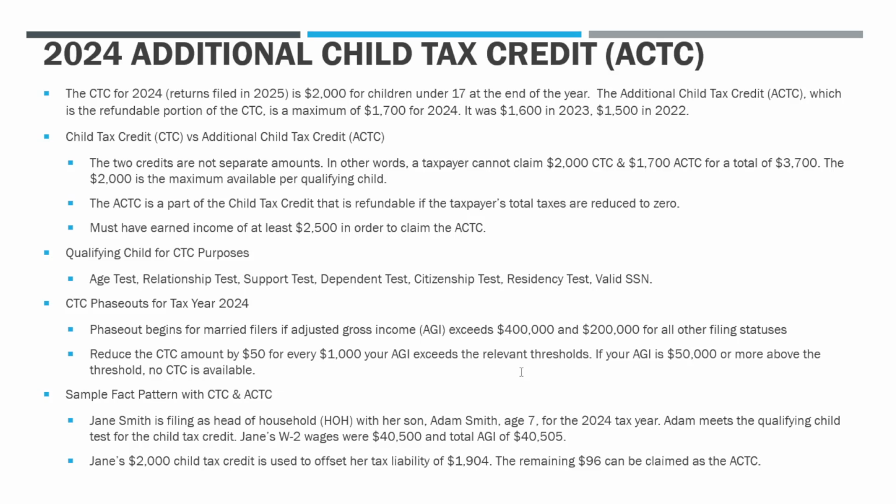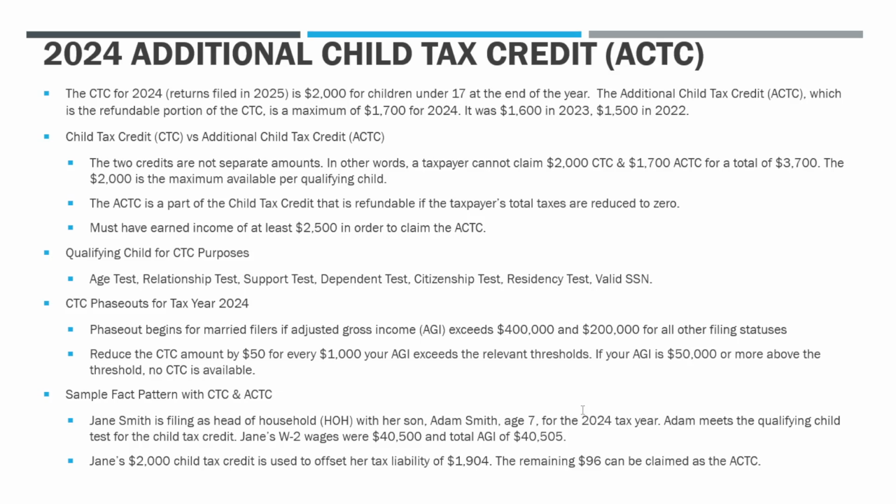Okay, so now let's have a look at the fact pattern, and then we'll get into the 8812. So in our fact pattern here, we've got Jane Smith. She's filing as head of household, and she has one son, Adam, age 7, at the end of the year. And so Adam meets the qualifying child test for the CTC.